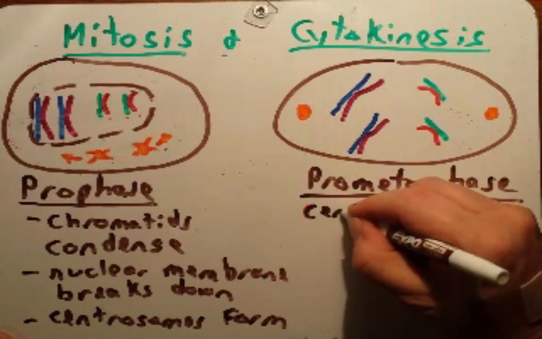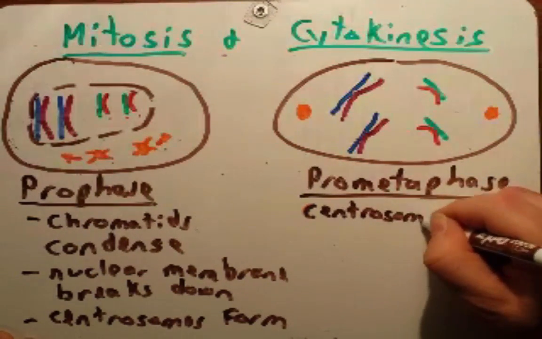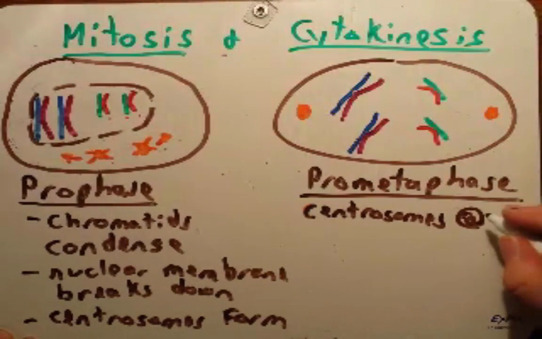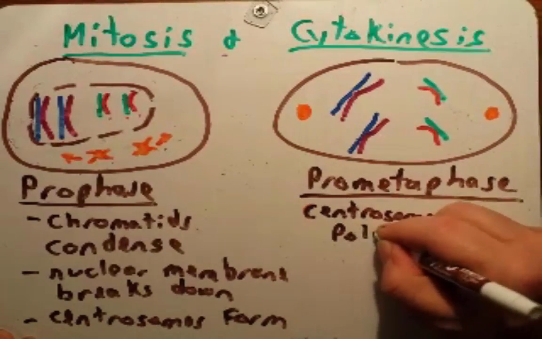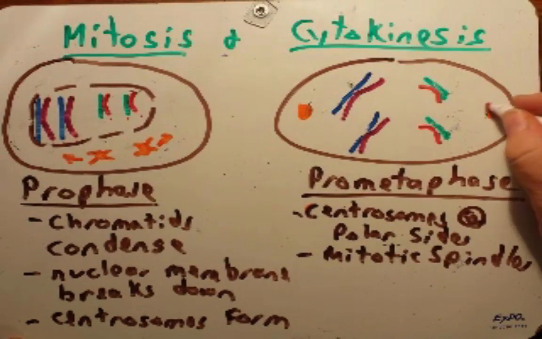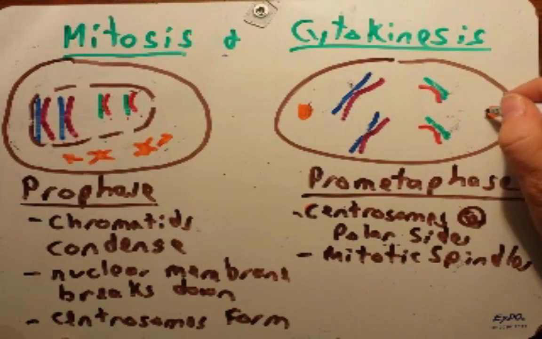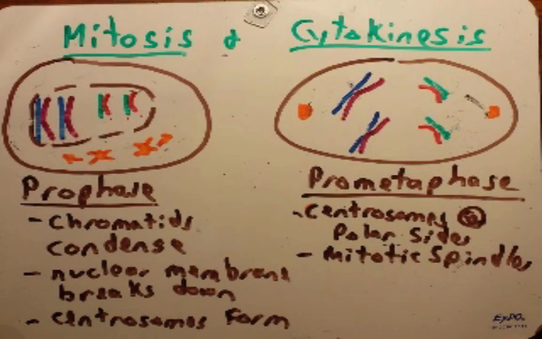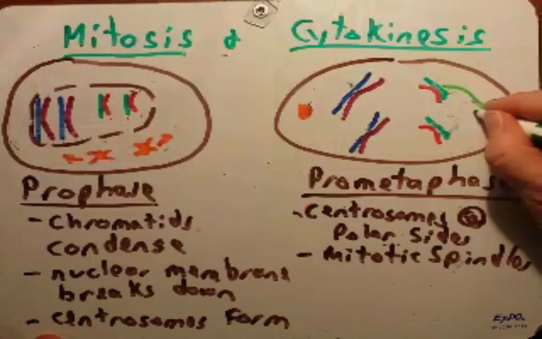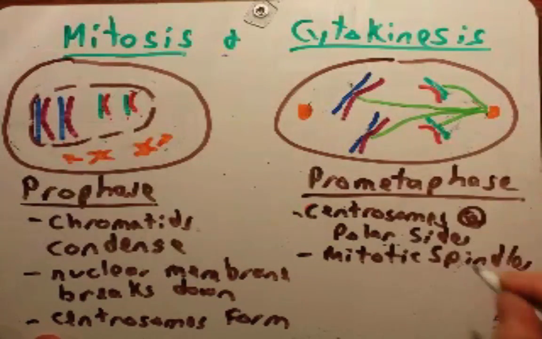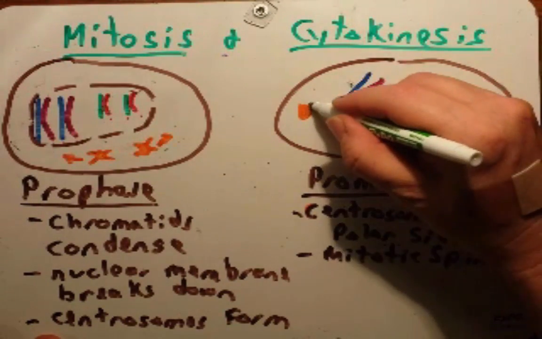And as these centrosomes move to the polar side, opposite sides, we often now call these the spindle poles, because they're going to shoot out, so to speak, these mitotic spindles, which I have written down here. And these mitotic spindles are going to attach to each of these centromeres.